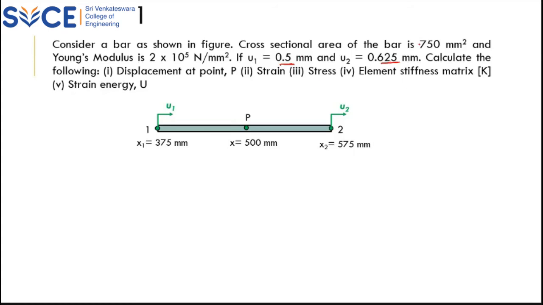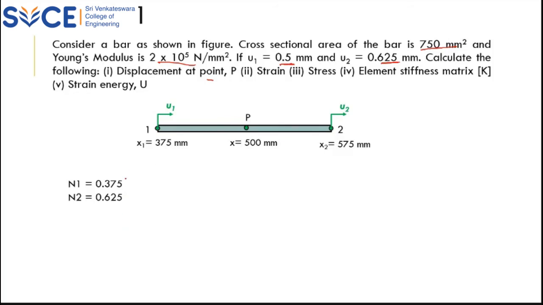So they are given all the data. Cross section area is given, Young's modulus is given, all the data are given. They're asking what is the displacement at point P. When your x is 500, what is the displacement at this point? That is the first question, right? What you have to do is identify what is my n1 and n2, right?